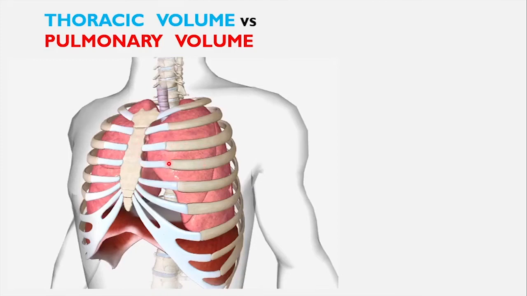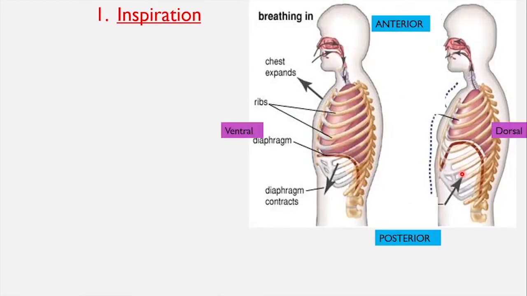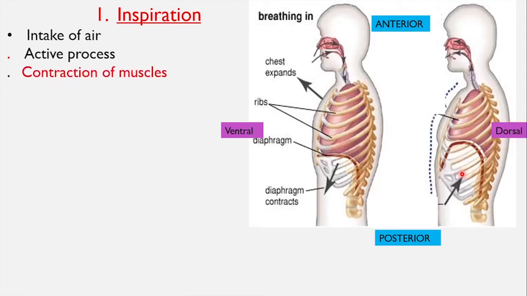Let's now start the mechanism of breathing. The first step of breathing is inspiration. Intake of atmospheric air into the lungs is known as inspiration, and inspiration is an active process. What is the meaning of active process? It requires the expenditure of energy, ATP molecules. Inspiration takes place by the contraction of the muscles, and muscle contraction requires energy. So inspiration is said to be an active process.